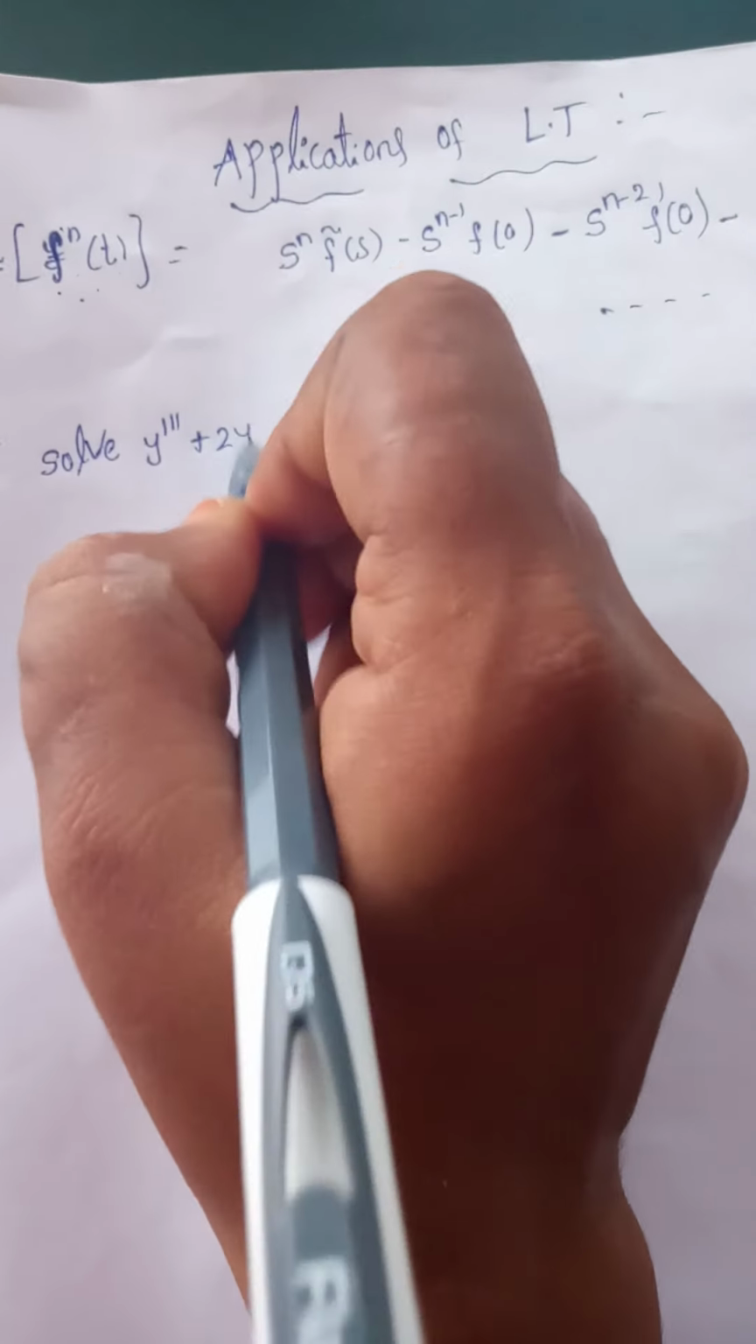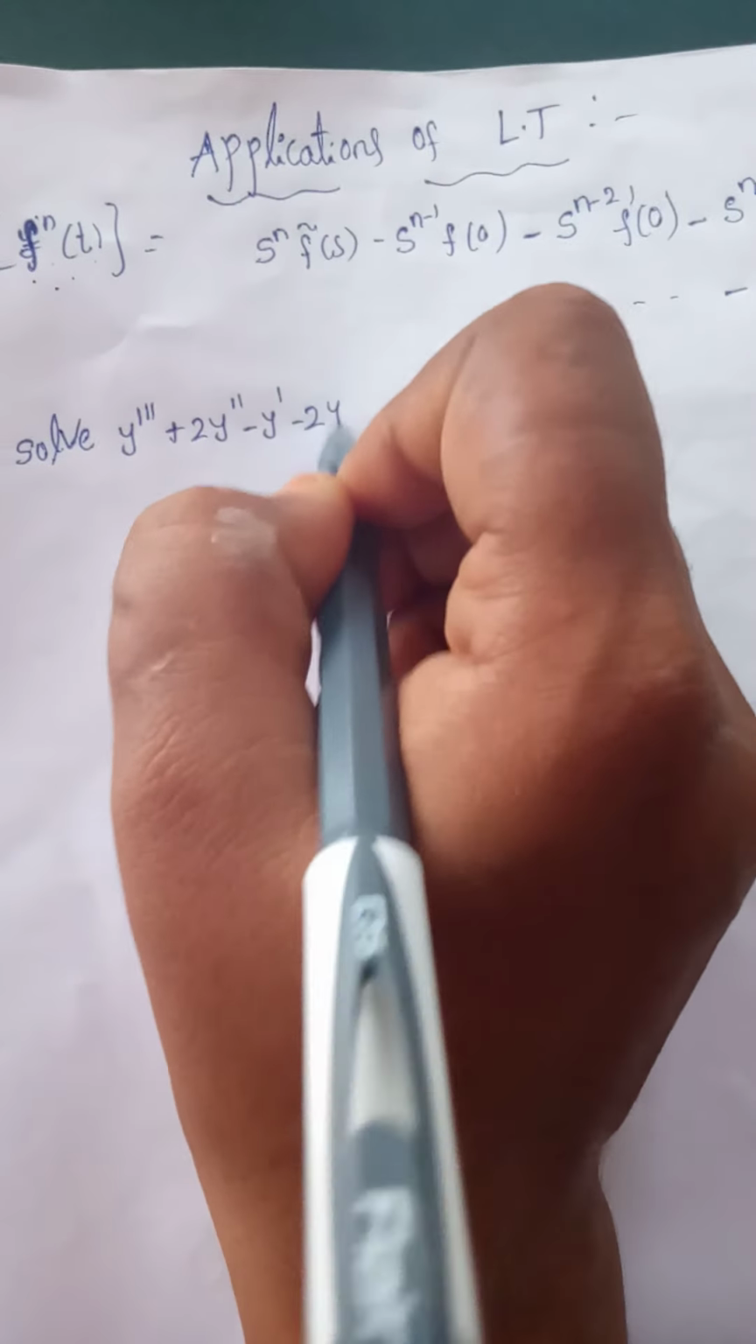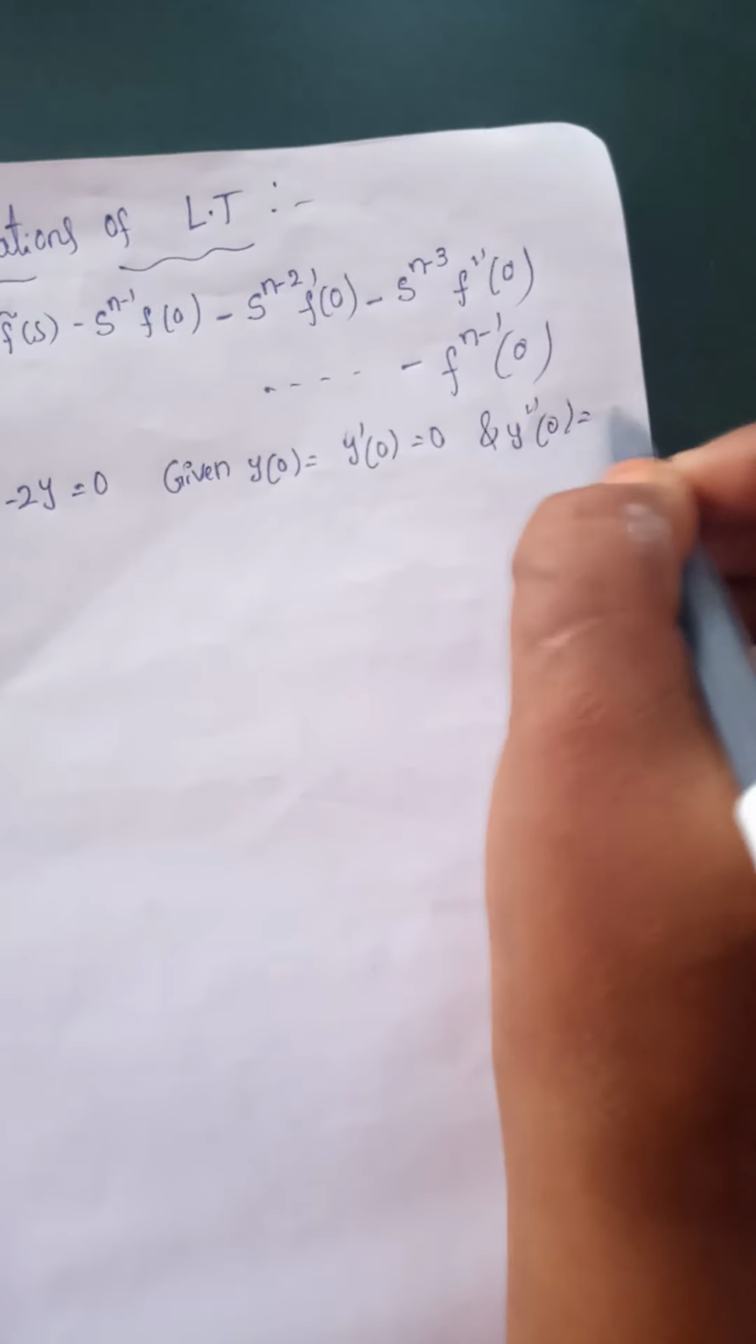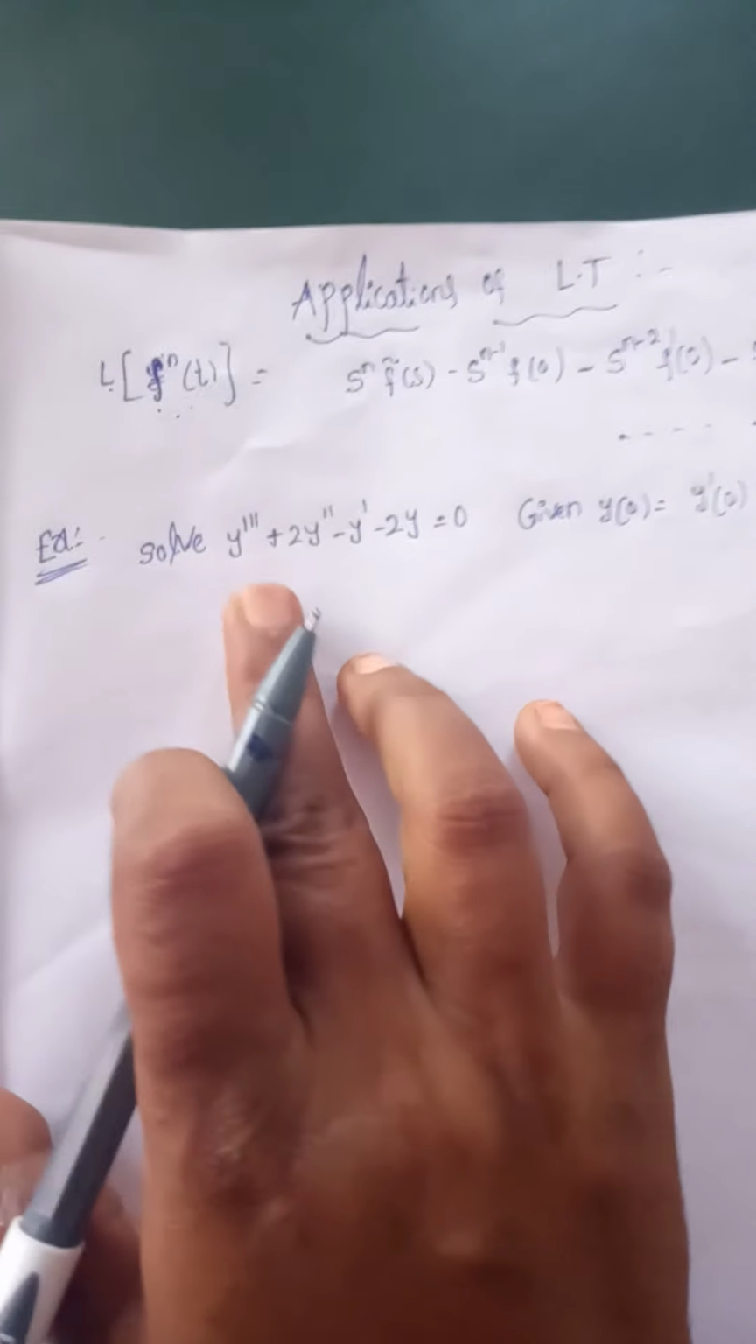Okay, so for example, solve the equation y triple dash plus 2y double dash minus y dash minus 2y is equal to 0, with the given conditions y of 0 is equal to y dash of 0 is equal to 0, and y double dash of 0 is equal to 6, by Laplace transform.